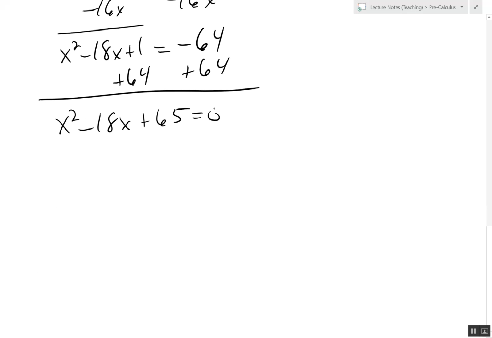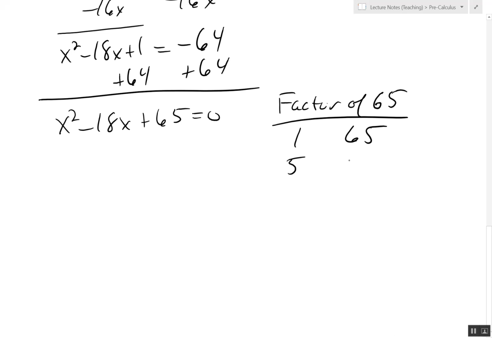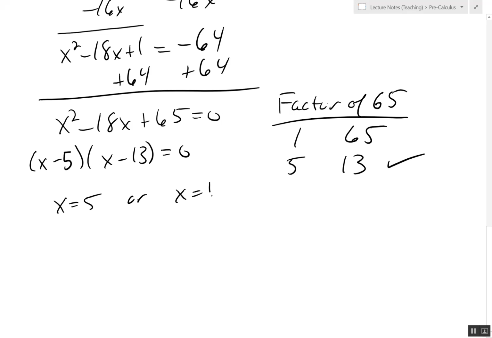So we want the factors of 65 that sum up to be negative 18. Well, 1 and 65 certainly don't do it. It's not divisible by 2, 3, or 4, but we do get 5 and 13, which do work. So we'll have x minus 5 times x minus 13 equal to 0, so we'll get x equals 5 or x equals 13. So now we have to check our solutions.